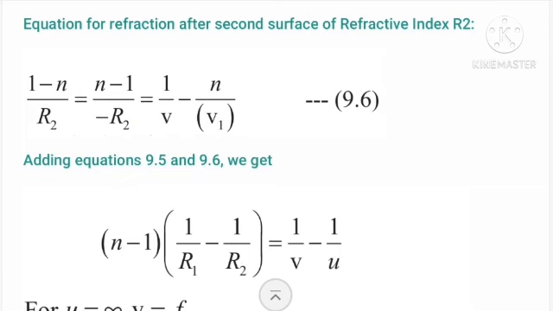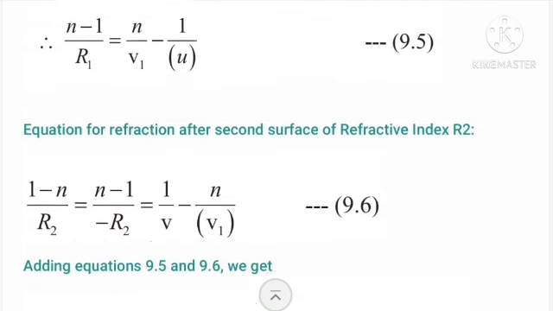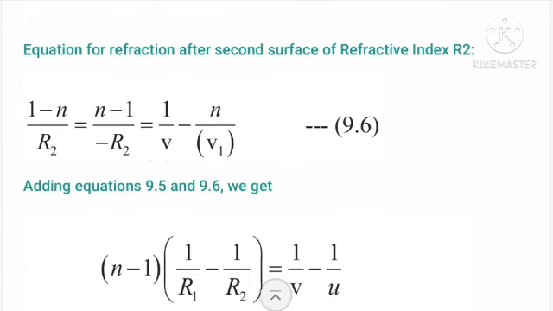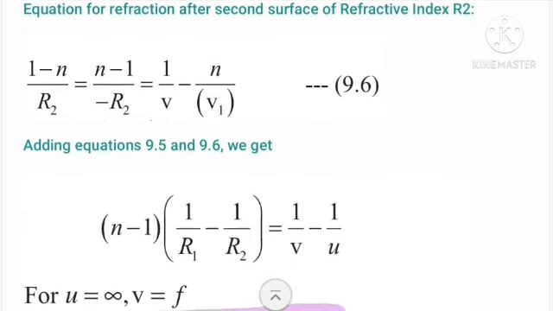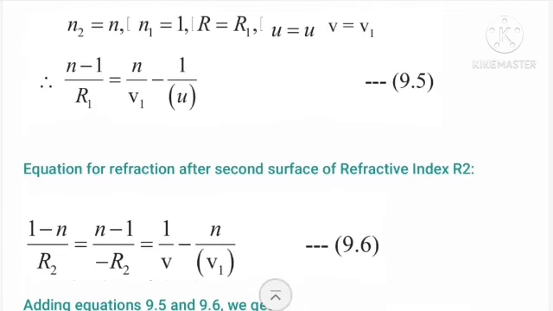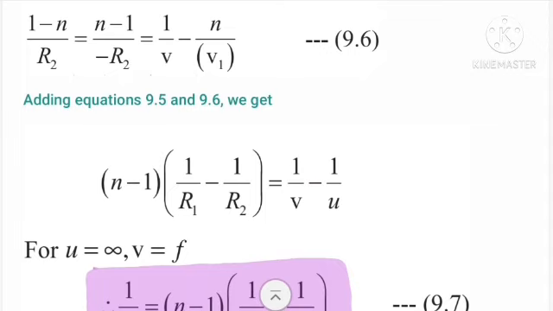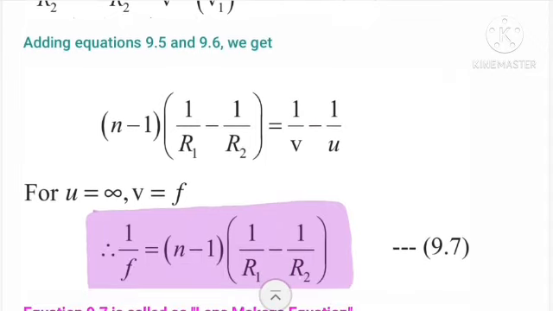After addition, equations 9.5 and 9.6 give n minus 1 into 1 upon R1 minus 1 upon R2, which is equal to 1 upon v minus 1 upon u. In equation 9.5 there is n upon v1, and in equation 9.6 there is minus n upon v1, so both cancel each other, and we get 1 upon v minus 1 upon u on addition. So this is our equation.